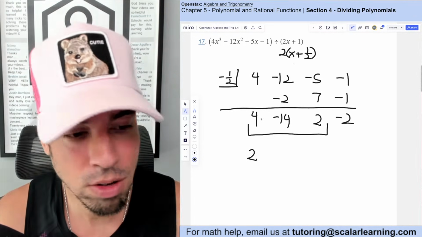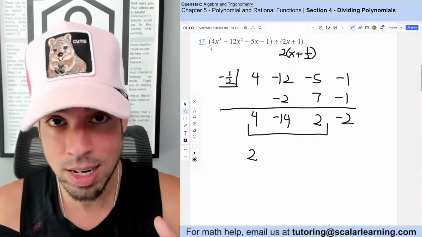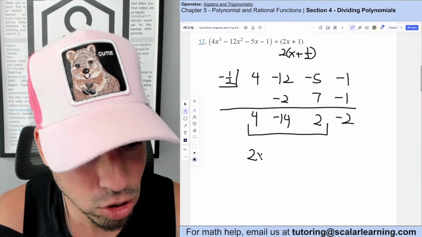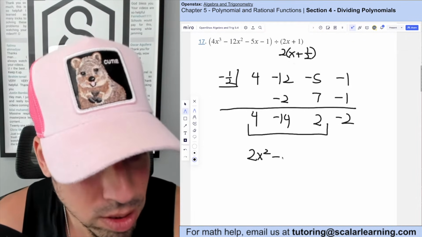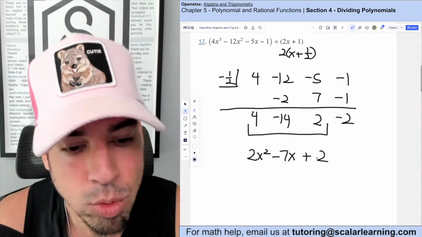And then as we're writing out our final answer, this corresponds with not third degree, but 1 degree down when we do synthetic division. That first thing is going to be not x cubed in this case, but x squared. Negative 14 divided by 2 is negative 7, and that gets with an x, and then the last 2 is our constant. So we've halved everything.